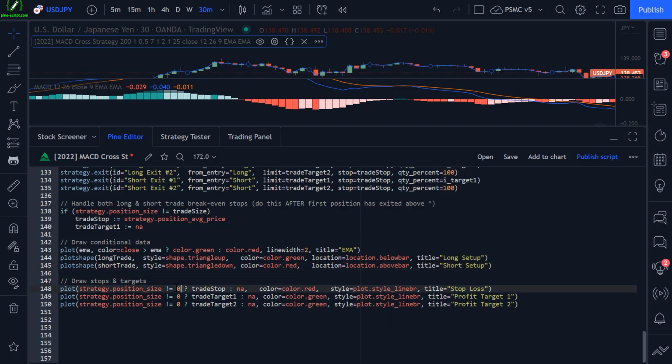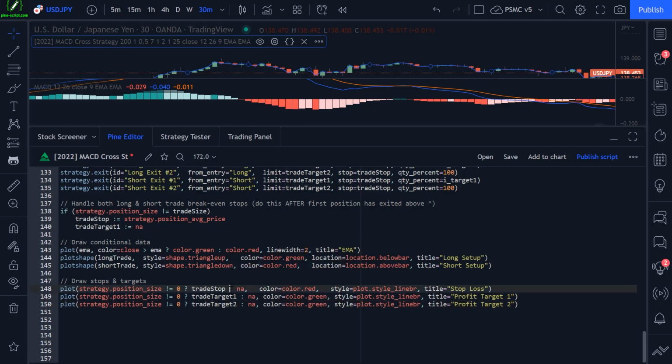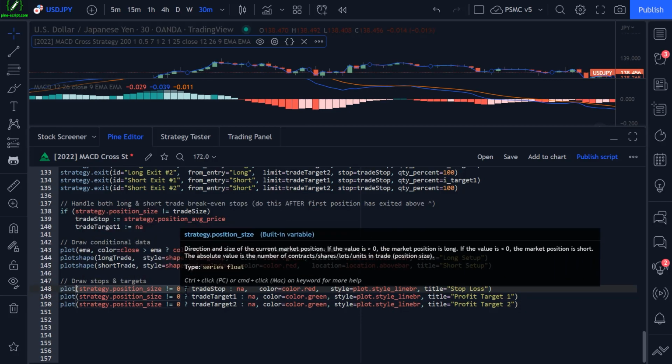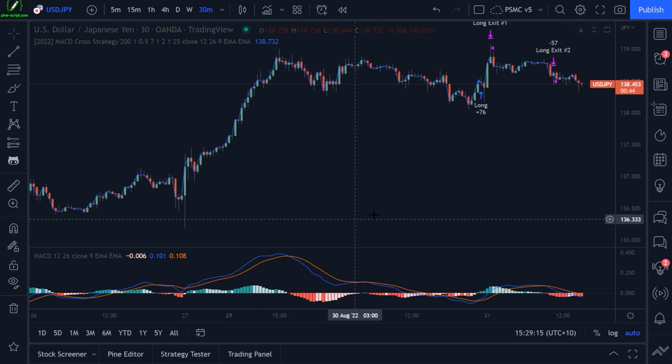So if I have an open position, so my position size is not equal to 0, so it's positive or negative, then we are involved in a trade and I draw my trade stop. I also draw my first target and my second target. Otherwise, if my position size is equal to 0, we are not in a trade and we draw NA, or nothing. So now watch the magic when I click save. We will now have, hopefully, not a compiler error.